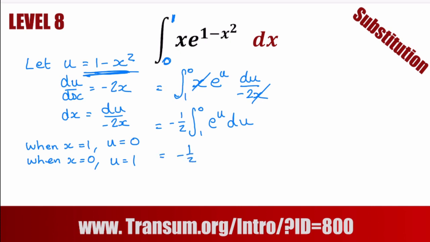minus 1/2 e to the u, that's what that integrates to be, between 0 and 1. So that's equal to a half, lots of, substitute the 0, e to the 0 is 1, and then substitute the 1. So the answer is e minus 1 over 2. That's an example of level 8, integration by substitution. Okay, are you still with us?